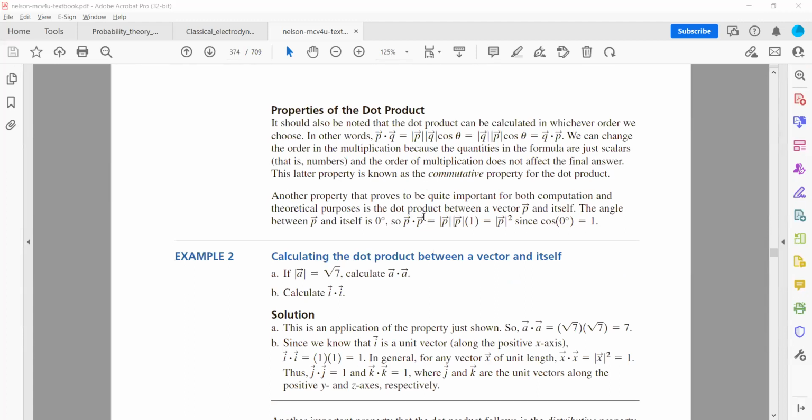And let's talk about properties of the dot product. It should also be noted that the dot product can be calculated in whichever order we choose. In other words, P times Q would also be equal to Q times P. We can notice that if we expand this in a line, the equality would keep safe.